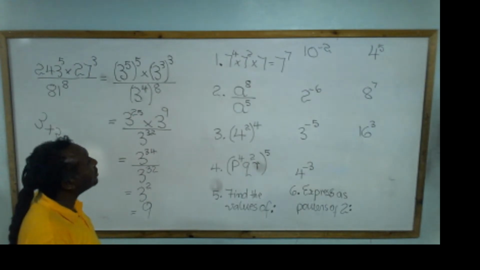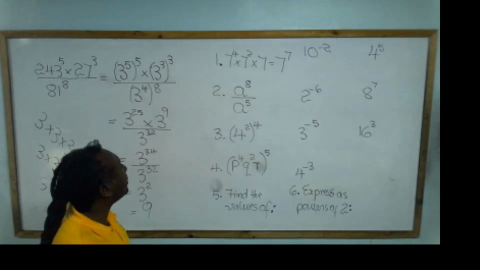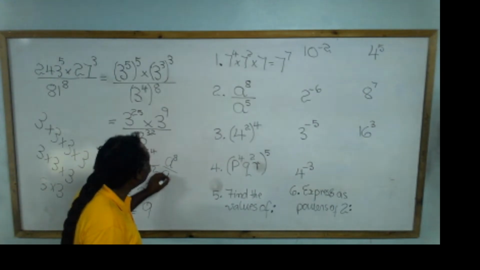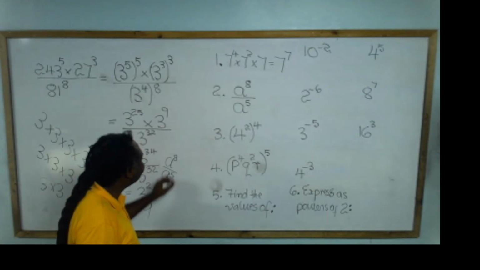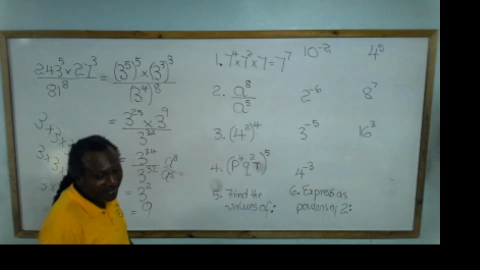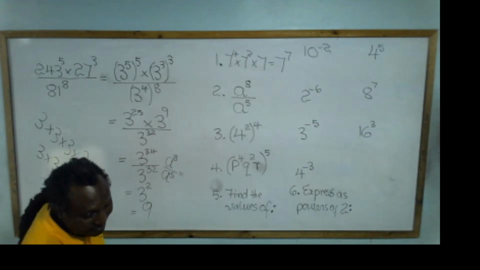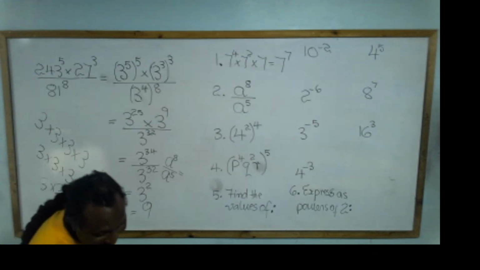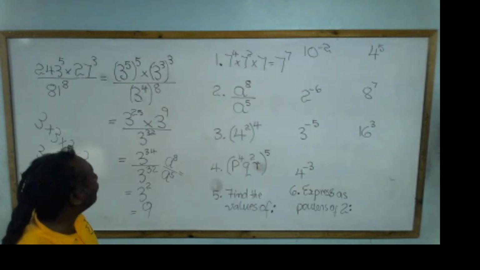Alright, so I hope that you understand number 1 so far. Number 2 is a to the power of 8 divided by a to the power of 5. So that's what number 2 is. And I see answers coming up. A to the power of 3.